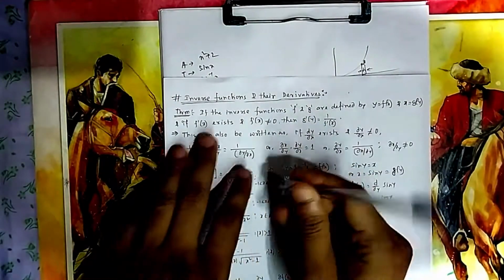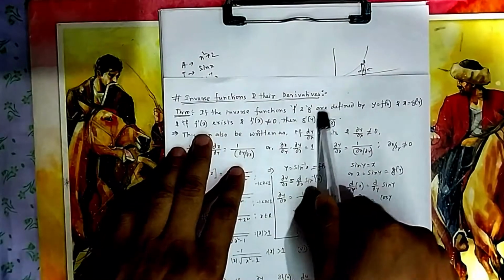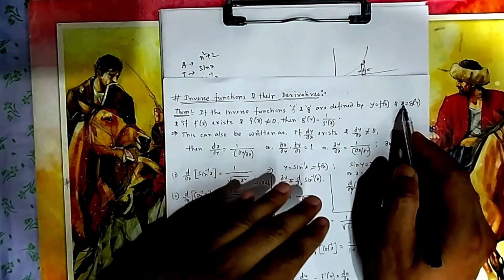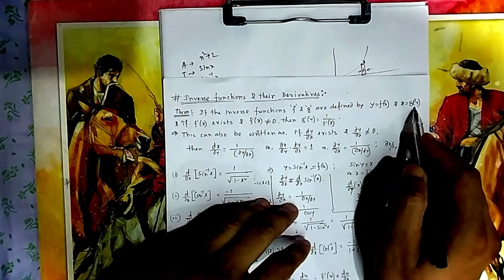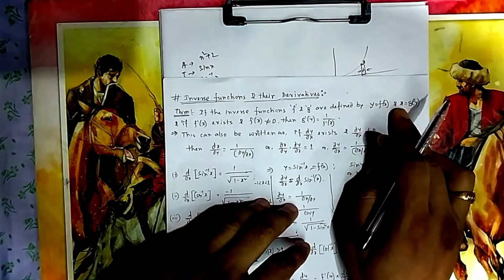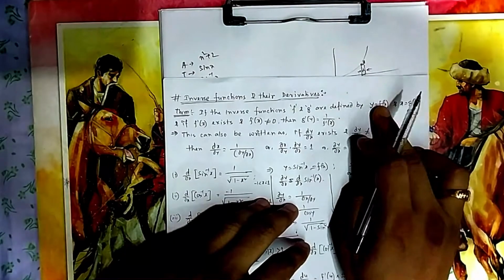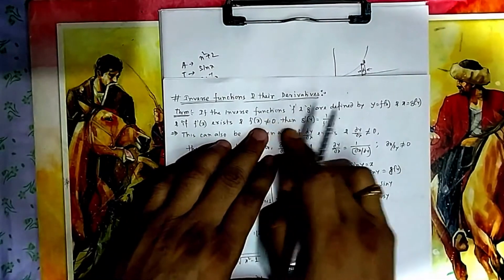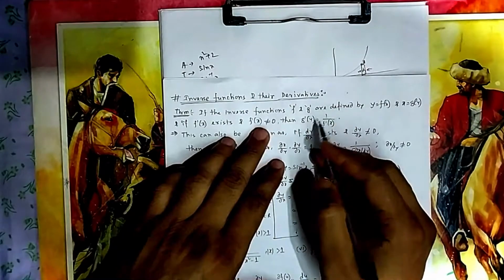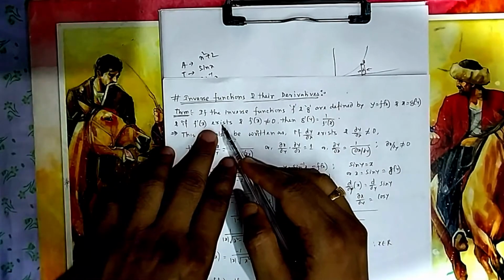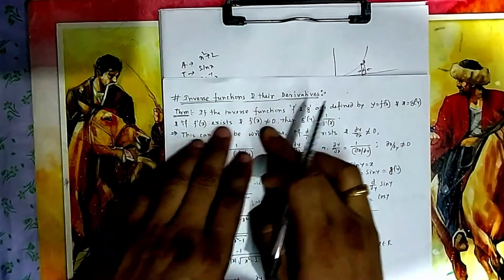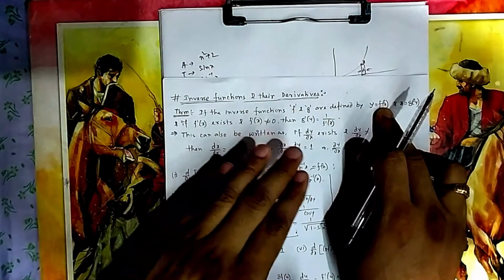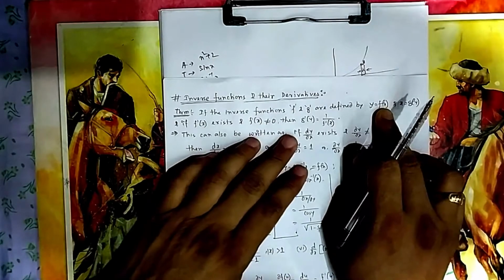Suppose f and g are inverse functions, defined by the standard definition: y equals f(x), or x can be written as g(y), another function. From y to x we are going, now we are coming from x to y, so it is the inverse. g is the inverse of f. And if g inverse exists, that is, f dash x exists, that means differentiation of f exists, and the derivative of f doesn't vanish, that is, doesn't equal 0.